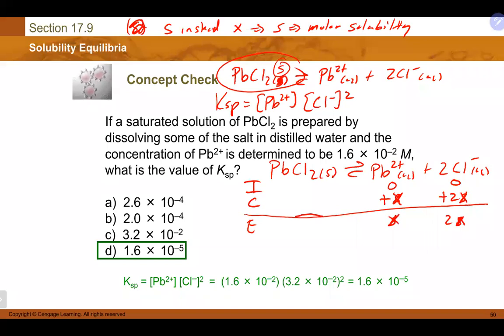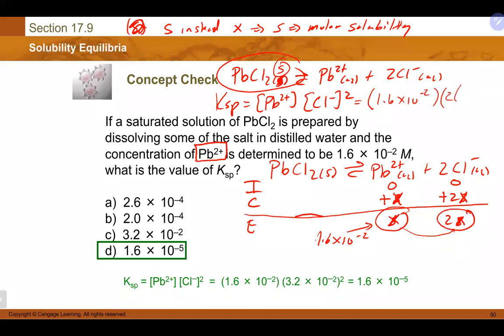And what this tells us is we already know from the problem that the lead 2 is 1.6 times 10 to the -2. So that would be our X value. So we can basically take 2 times that. We know from the problem that lead is 1.6 times 10 to the -2. We know that the chloride would be 2 times X. So 2 times 1.6 times 10 to the -2. And we still need to square it in this case.